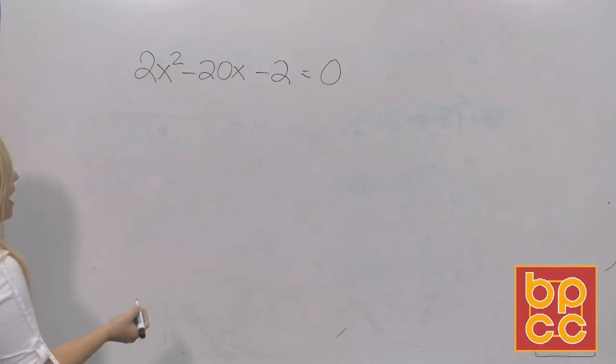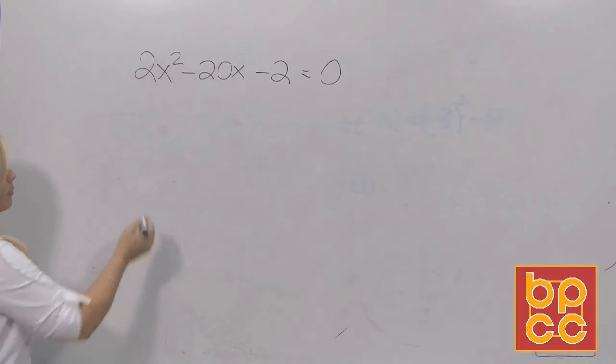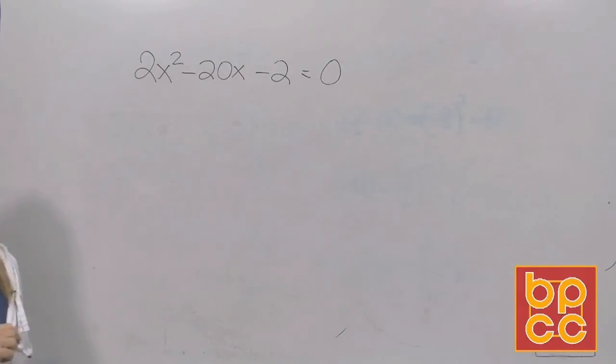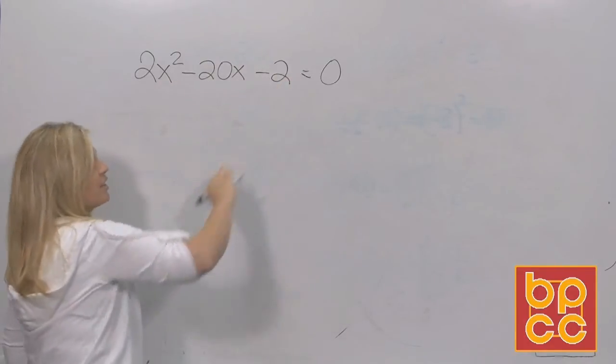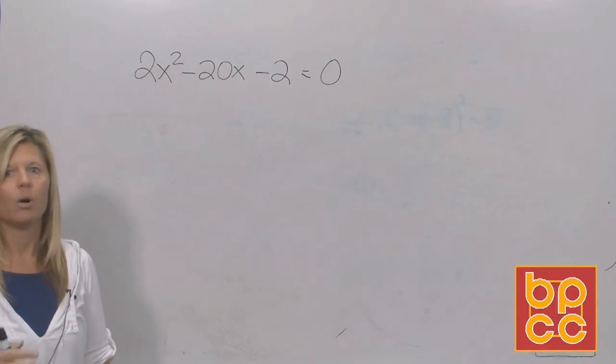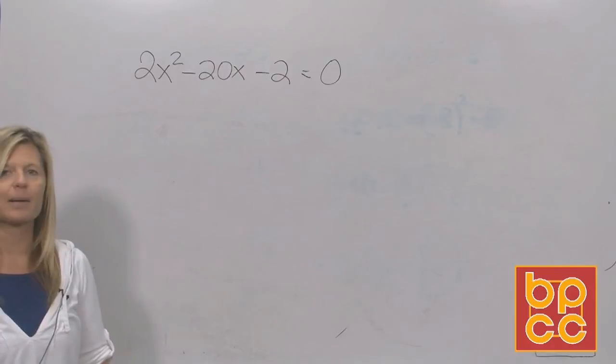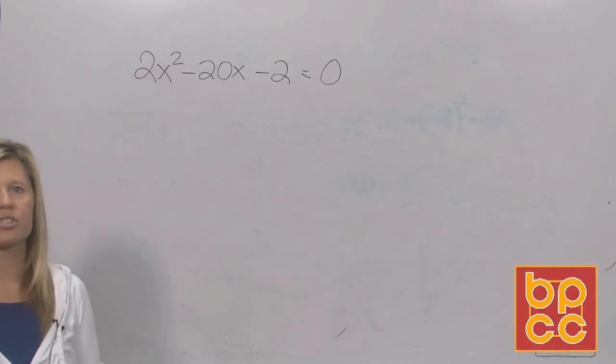If you try to factor this, you're not going to get it to factor. If you try to do the square root method, it's not going to work because to isolate this square, you're going to move everything else over. So the easiest way to do this one is by completing the square. So let's go through the steps.